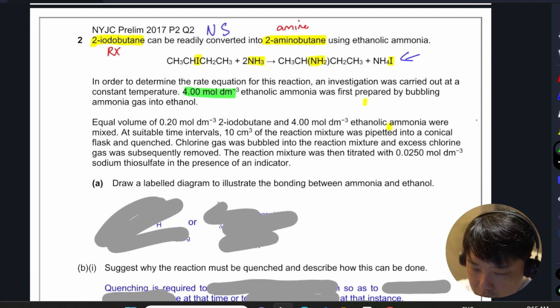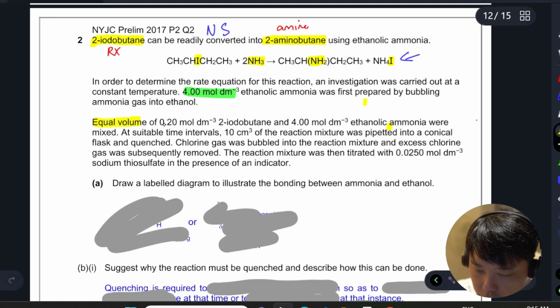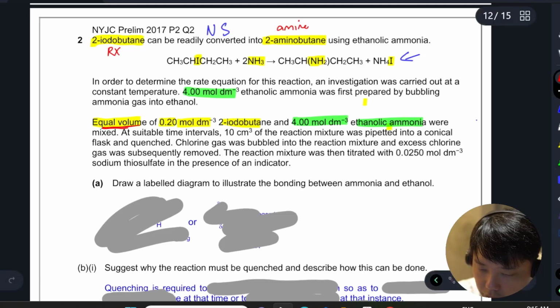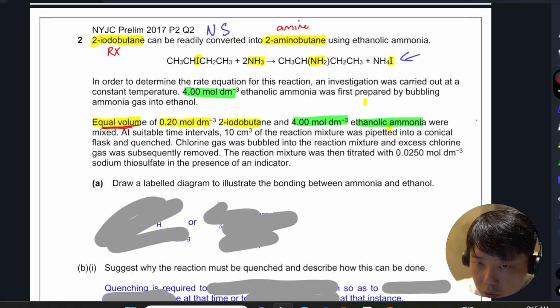Then subsequently they said equal volumes of 0.2 mole per dm cube of the RX and 4 mole per dm cube of ethanolic ammonia were mixed. So whenever you see equal volume, you got to be careful. When you mix the equal volumes, the concentration will halve. So this concentration becomes 0.1 mole per dm cube, and this concentration becomes 2 mole per dm cube.